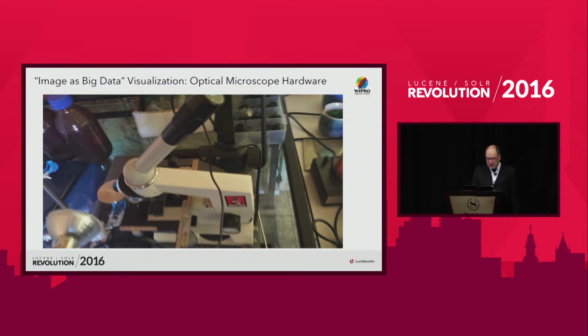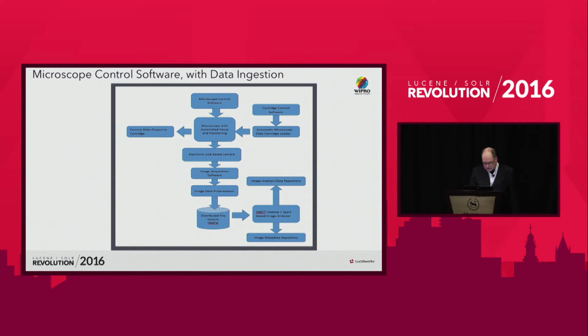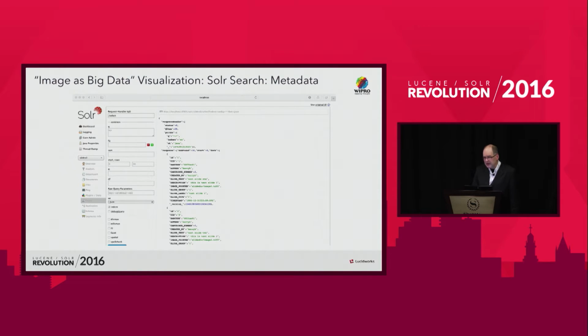Here's a picture, just in case you were curious, the kind of optical arrangement we have. Electronic camera. We have a cartridge-loaded slide dispenser, which puts the slides through. And here's the control software. Pretty much data ingestion from what the electronic USB camera picks up. In this case, we're putting it into a Hadoop HDFS database, mostly metadata in this case, but here's one of the things that we do get out of the result, and this is Solr again.